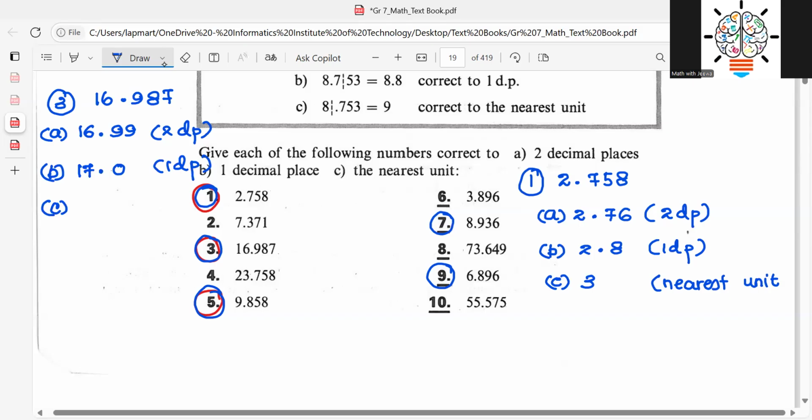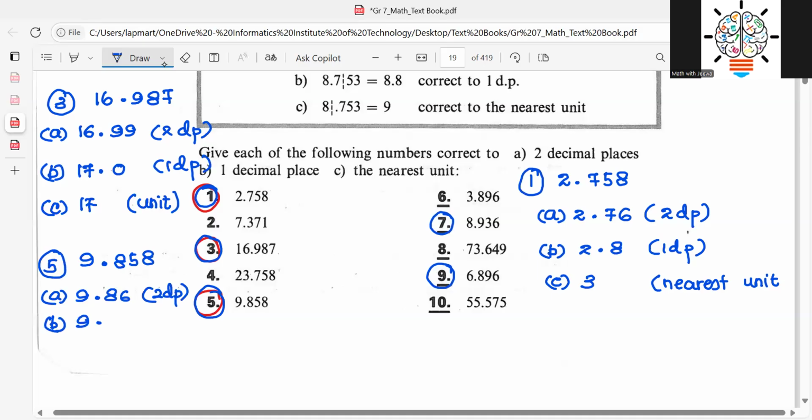And part C, right? So then the nearest unit, 16, the 6 is the unit. Look at the next number, 9. Therefore, that becomes 17 and this is nearest unit, right? Then the question number 5, right? So then you have 9.858. Part A, it should be 9.86. Inside the bracket, we write 2dp. And part B, 9.9. Then we write this as 1 dp. And part C, we have 10, that is to nearest unit, right?